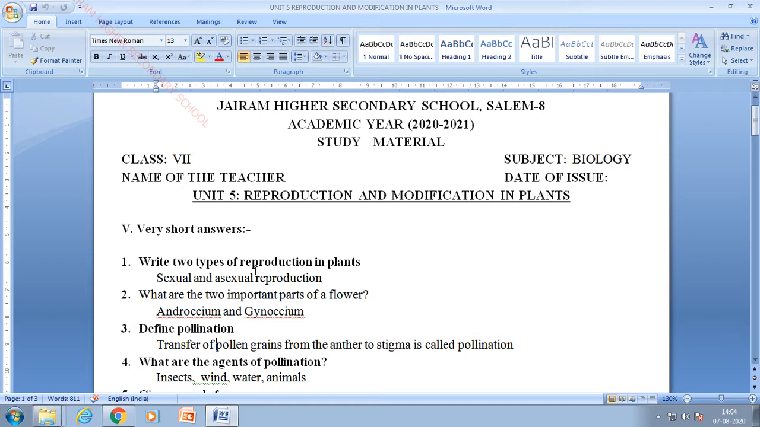So let us see, calyx, corolla, androecium and gynoecium. Otherwise we can see sepal, petal, stamen and carpel. So these are the four whorls of a flower, or otherwise four parts of a flower. Androecium and gynoecium represent the male and female parts of a flower. Androecium represents the male part, which is nothing but the stamen, and gynoecium represents the female part of a flower, which is the carpel or pistil.